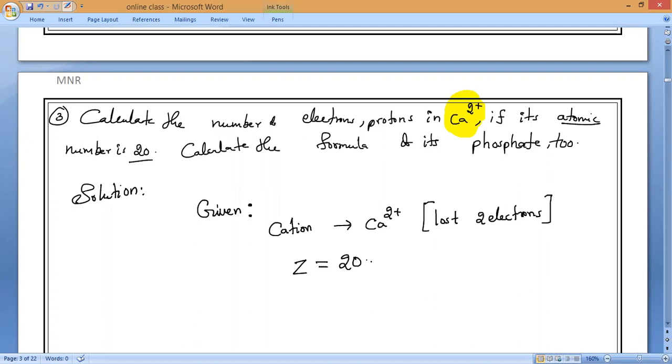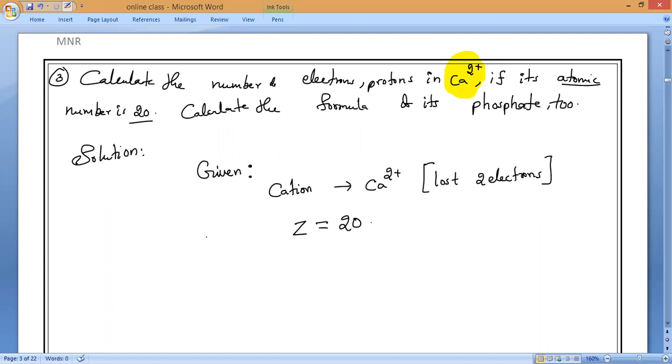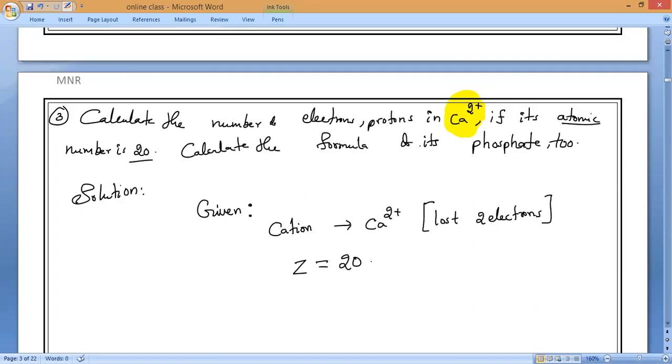Okay. Now, I will say the next formula also from here. You might be seeing it. Based upon that, you will understand. So all of you observe. They are asking the number of electrons. See here. Calculate the number of electrons, protons in Ca2 plus.